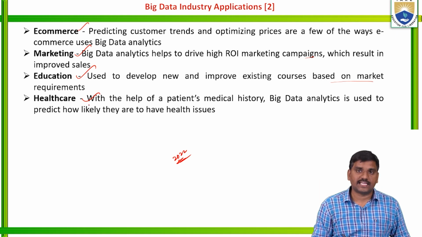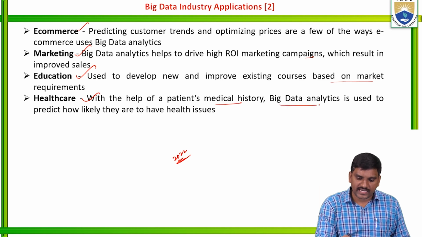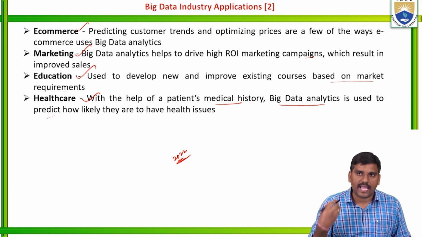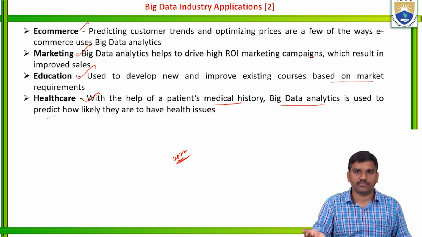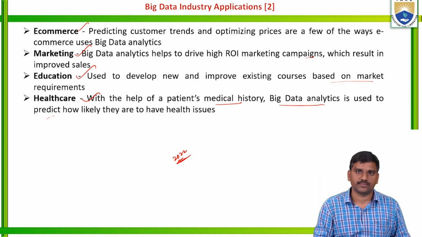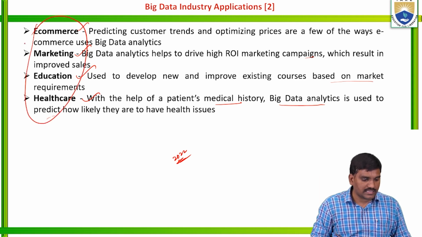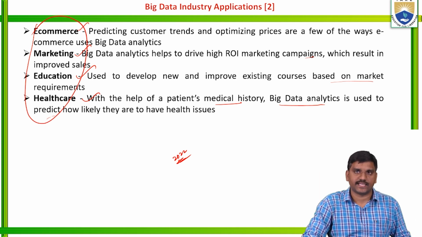Next one, healthcare. With the help of a patient's medical history, big data analytics is used to predict how likely they are to have health issues. So these are the four types of industry applications of big data: e-commerce, marketing, education, and healthcare. So these four types of applications can cover all the things, I think: commerce, marketing, education, and healthcare.